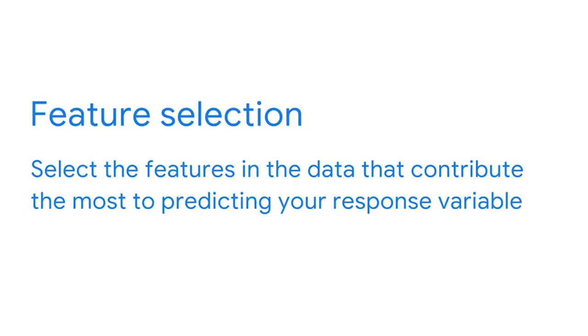Let's learn more about those categories. We'll start with the feature selection. The goal of this type of feature engineering is to select the features in the data that contribute the most to predicting your response variable. In other words, you drop features that do not help in making a prediction. This can be done either manually or algorithmically.